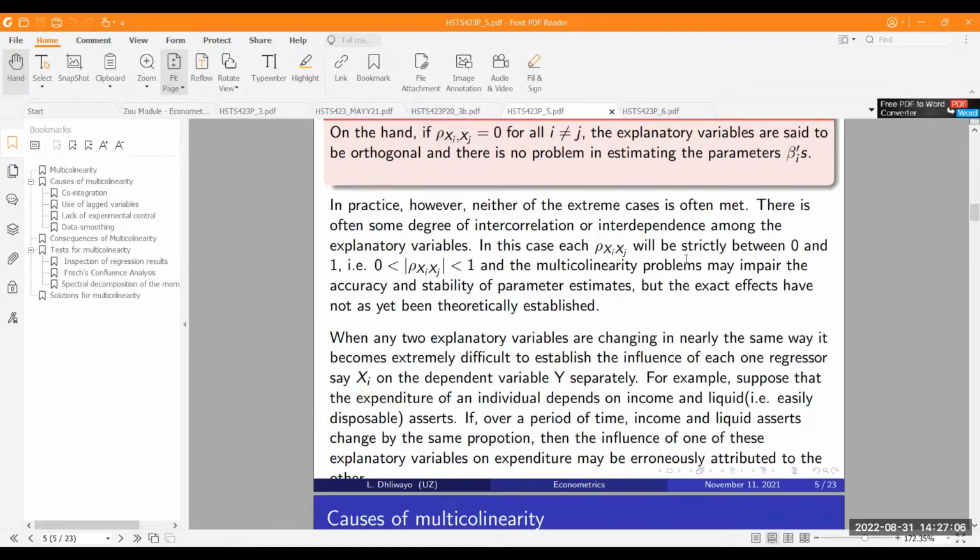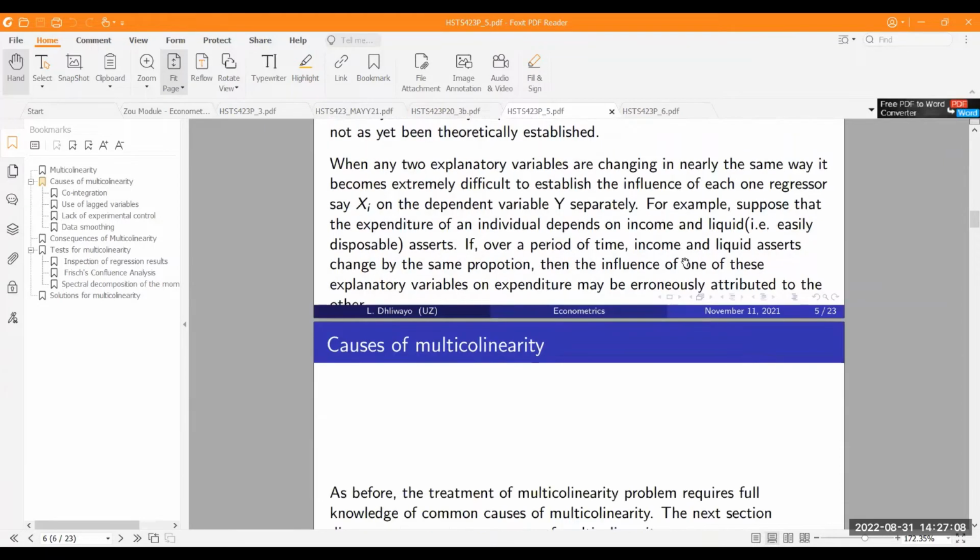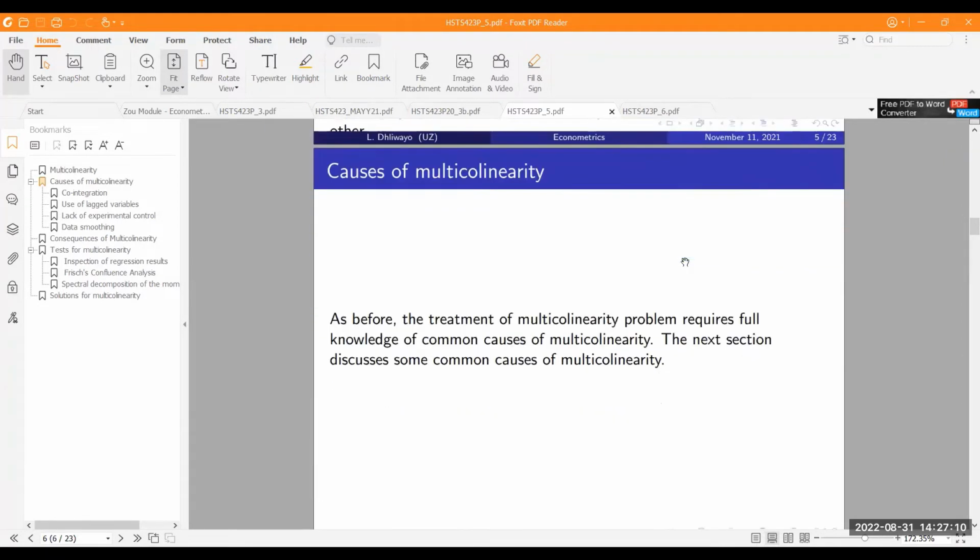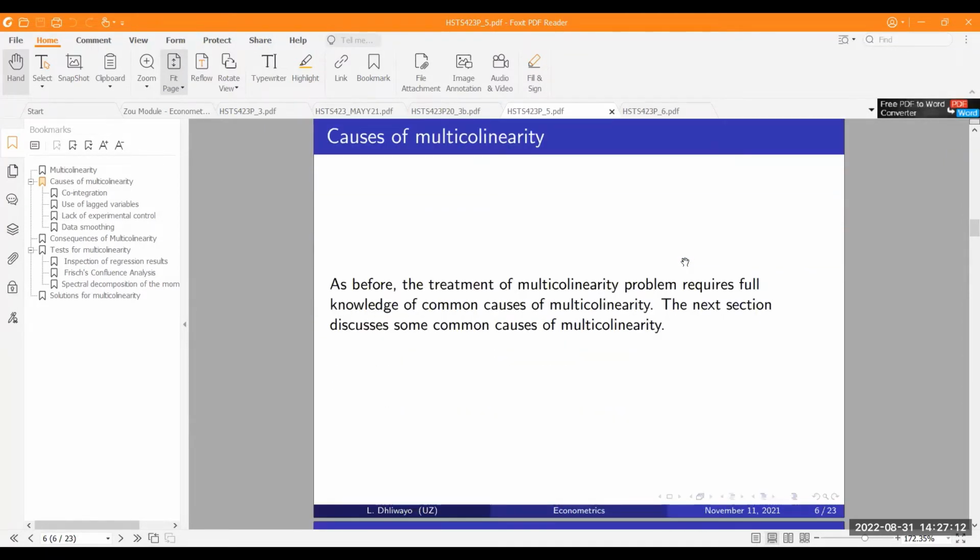Now let's look at causes, the same way you look at causes for autocorrelation, or causes of unequal variance. Now let's look at causes of multicollinearity. As before, the treatment of the multicollinearity problem requires full knowledge of its common causes. The next section discusses some common causes of multicollinearity.